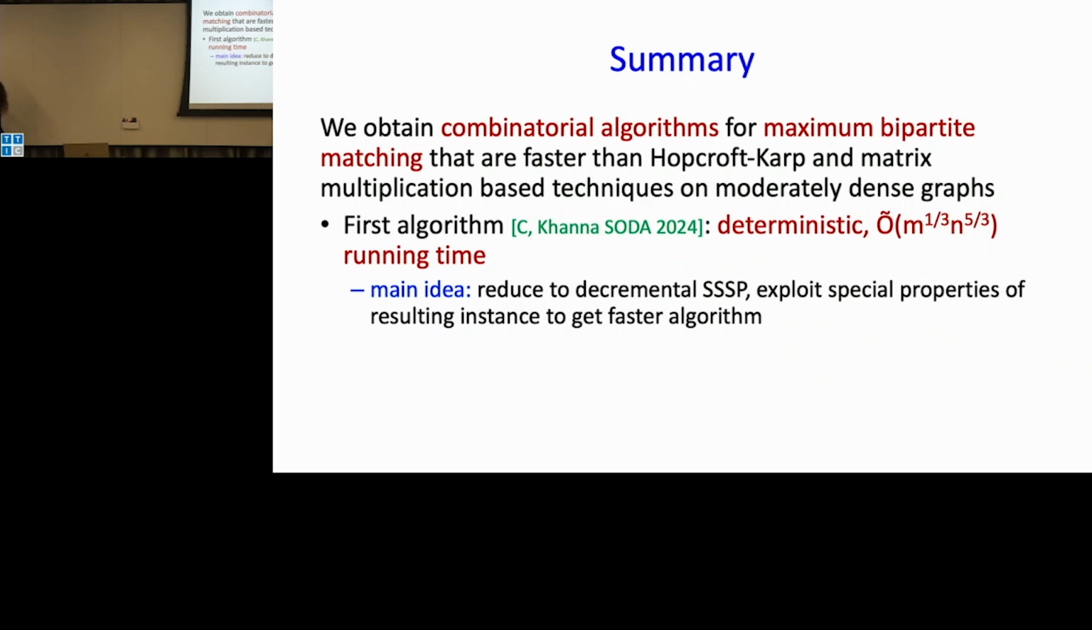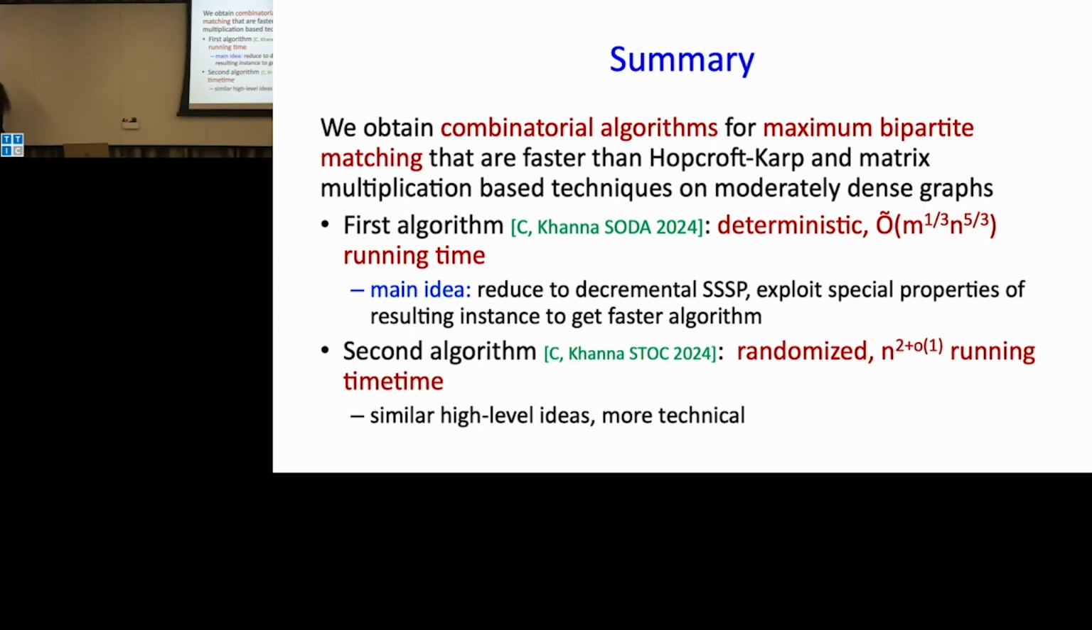And the main idea is just to notice that with a little tweak of existing techniques, you can reduce to the simpler special case of single source shortest paths. And then again, with a little tweak of an existing algorithm, you can get a faster algorithm for the special case. The Stock paper is a randomized algorithm. Running time is close to n squared. The high-level idea is the same, but it's much more technical.